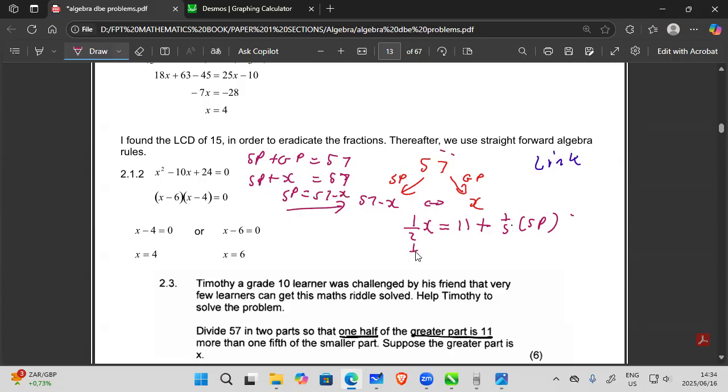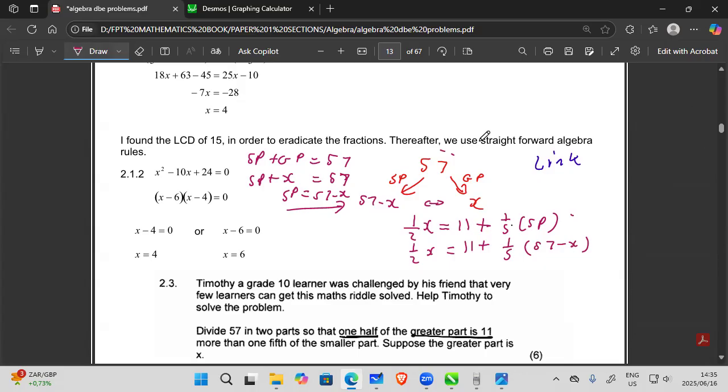Yes? And so now we have 1/2 x is equal to, can you see what links this? It's that half of this amount, this is a number and not a variable, is equal to 1/5 of this amount plus 11. So this will be 11 plus 1/5 times (57 minus x). And straightforward, simplify, and you'll solve it.